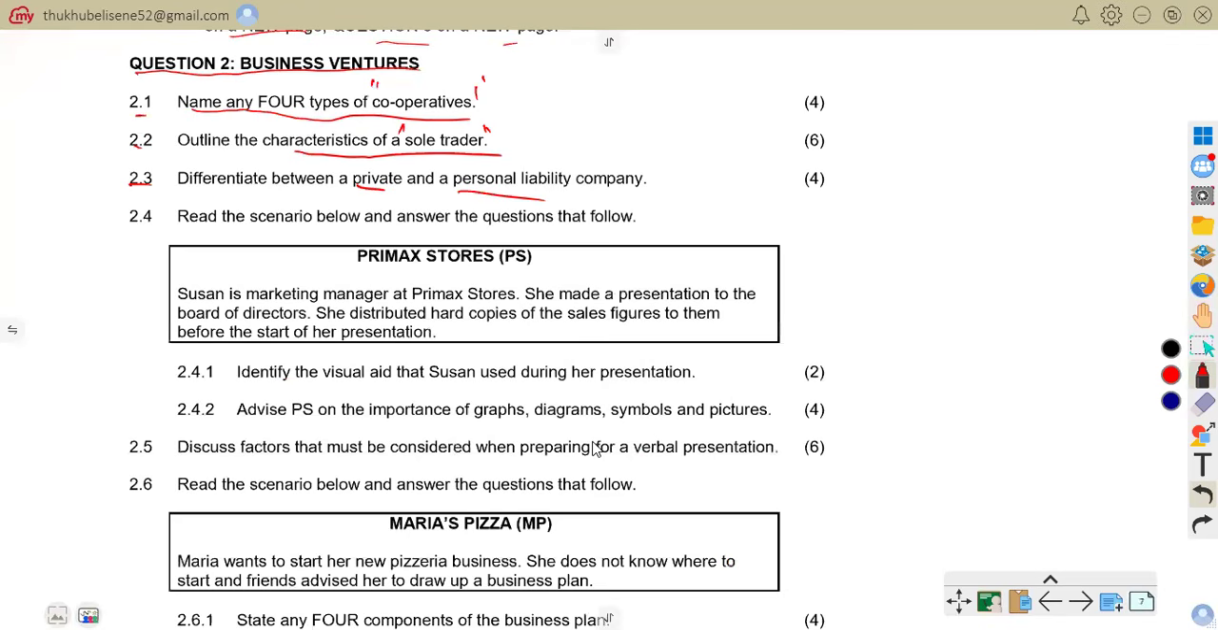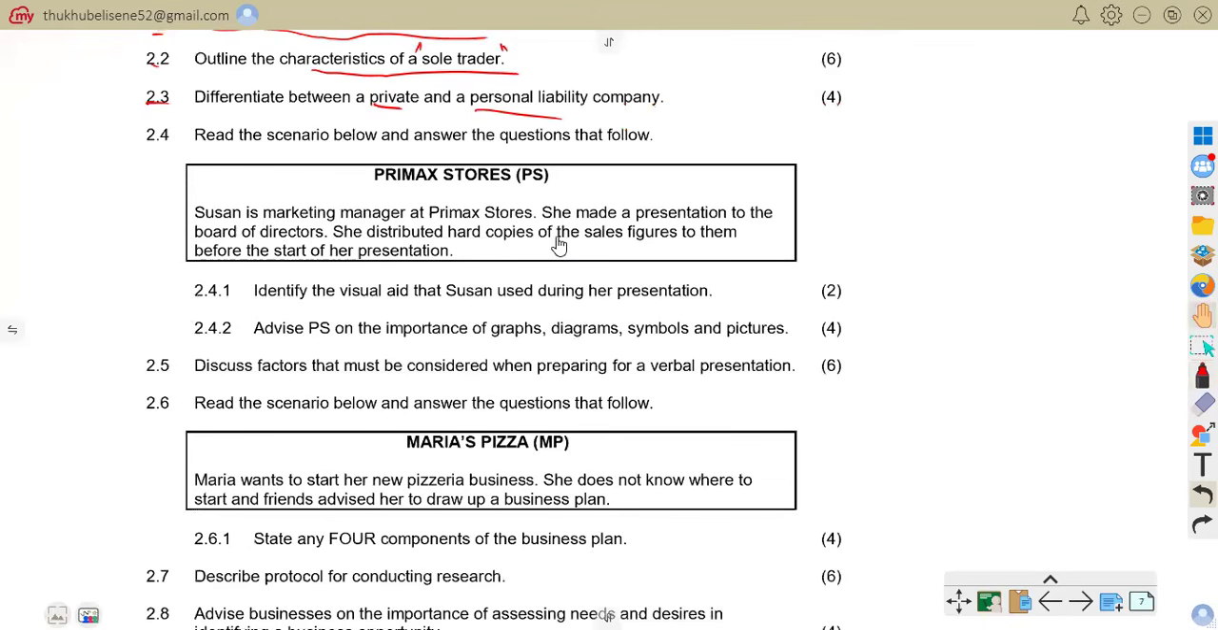Good people. Now we are on 2.4. Read the scenario below and answer the questions that follow. Here we are on our scenario, Primex Stores. Susan is a marketing manager at Primex Stores. She made a presentation to the board of directors. She distributed hard copies of the sales figures to them before the start of the presentation.